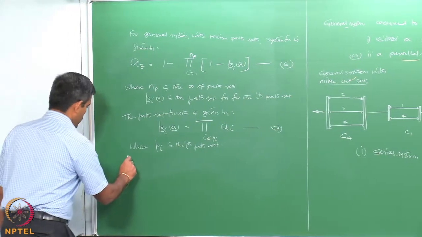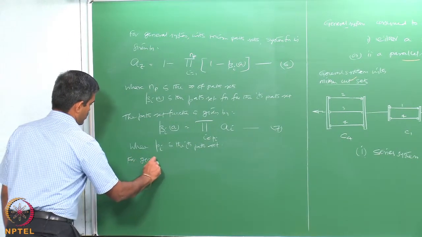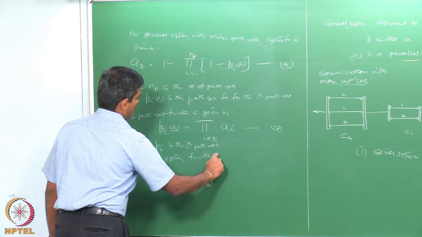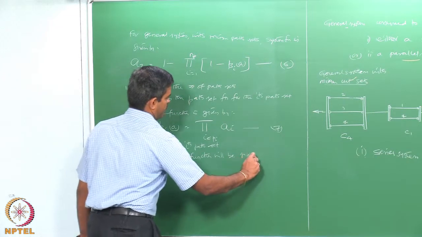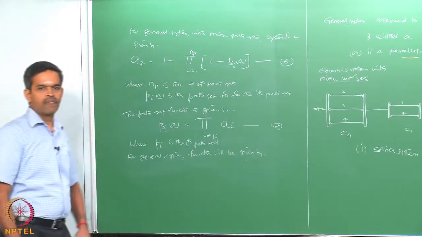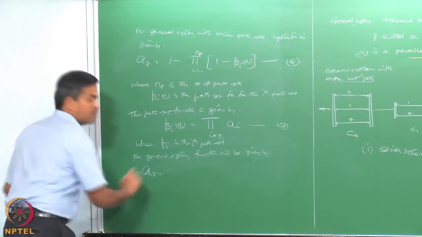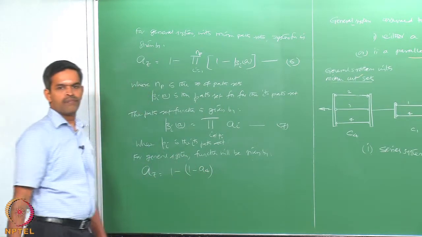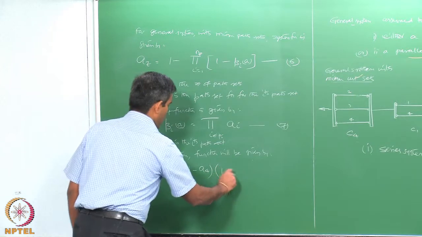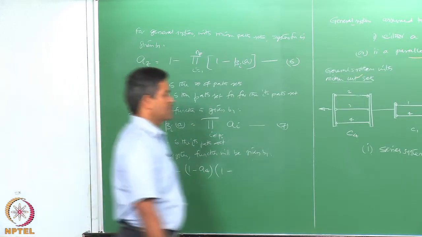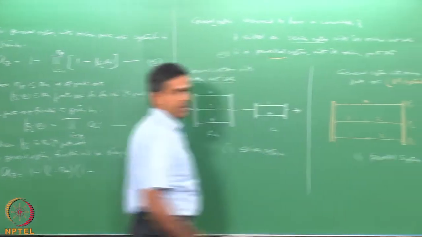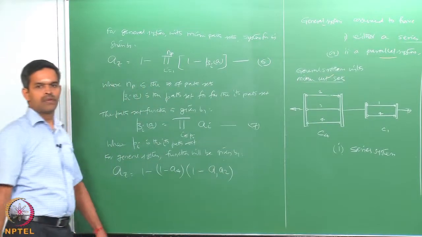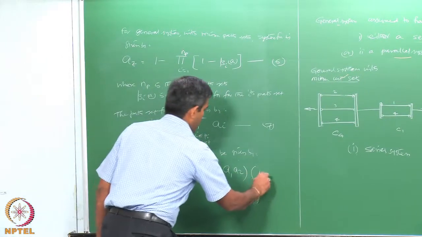Therefore, for a general system, the function will be given by Az equals 1 minus A4, 1 minus, that is what we are looking at. You look at this figure, A4, 1 2, 1 3, okay: 1 minus A1 A2, 1 minus A1 A3.